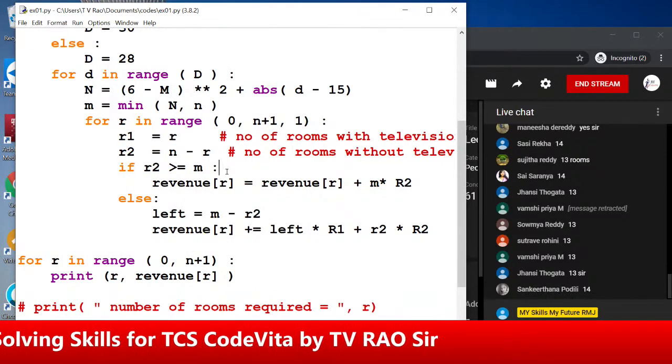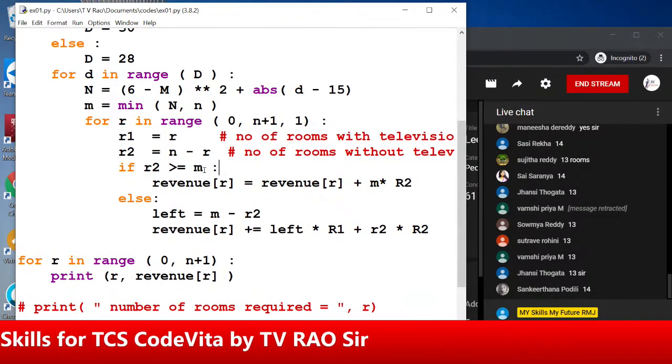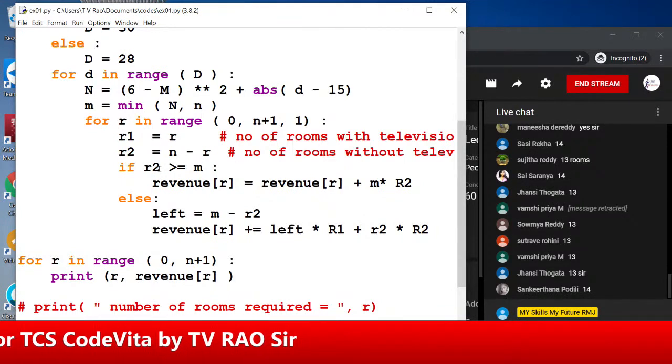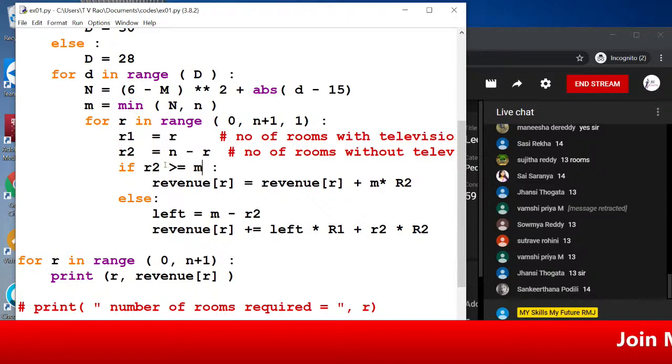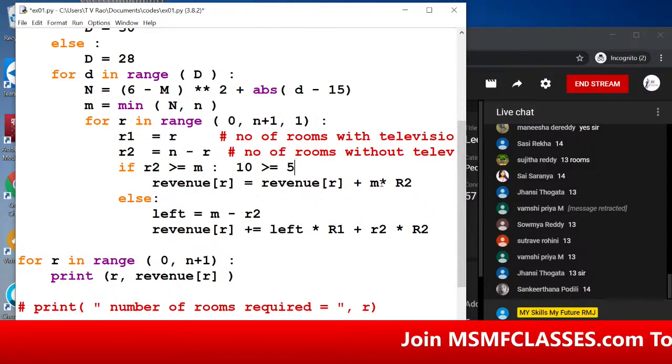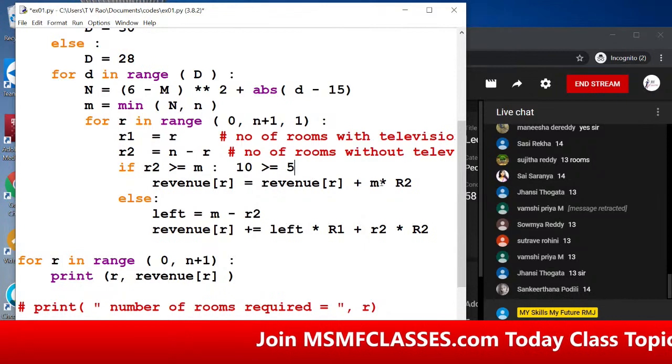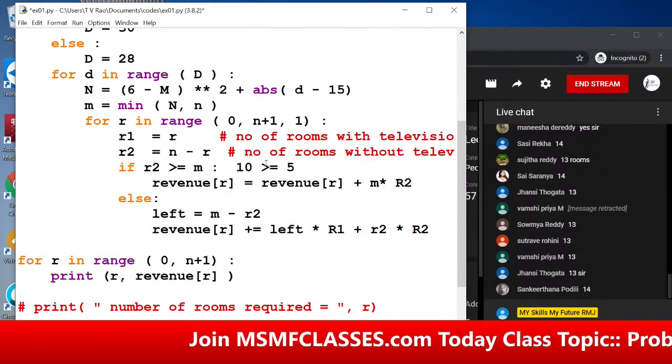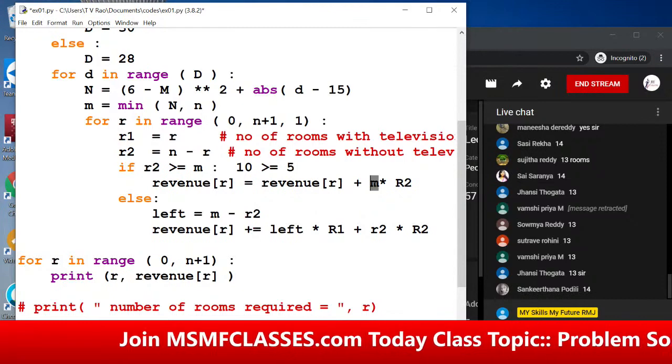You look at this step. These are number of rooms required, number of rooms available. Then what is tariff? Number of rooms available are more than number of rooms required. R2 is available, 10 is available, and 5 are required. Then what should I put? 5 or 10? 10 are available, 5 are required. So it should be what?